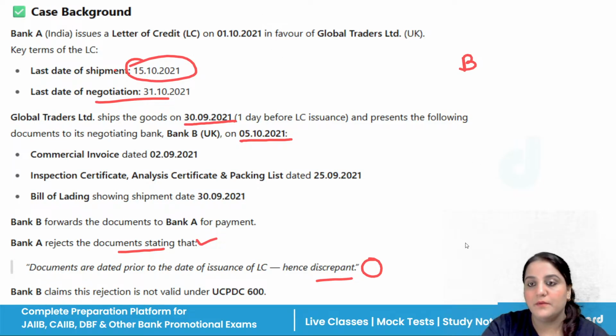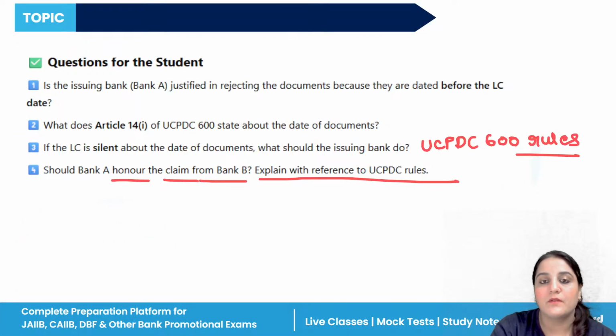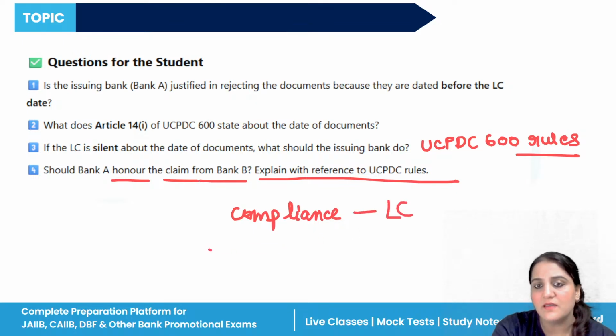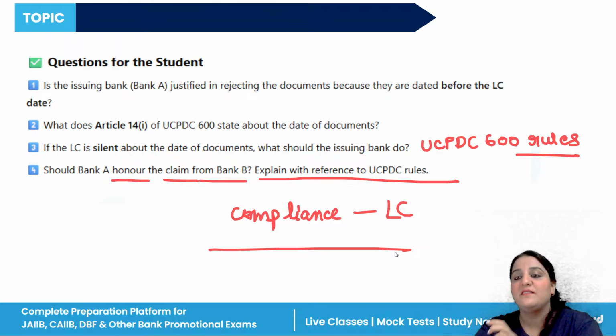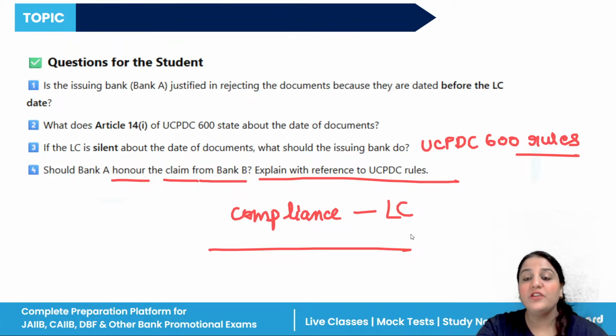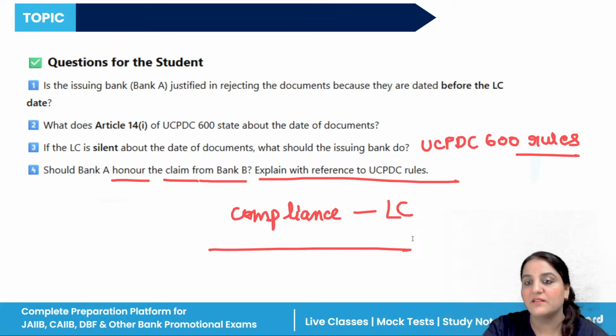Okay. Dated before the LC issuance. Okay, so under the UCPDC 600 rules, LC is completely independent of the underlying sales contract. The focus is on compliance, like follow the rules which are related with the LC and basically the UCPDC rules. So the scenario helps the students to understand how to interpret UCPDC articles correctly.